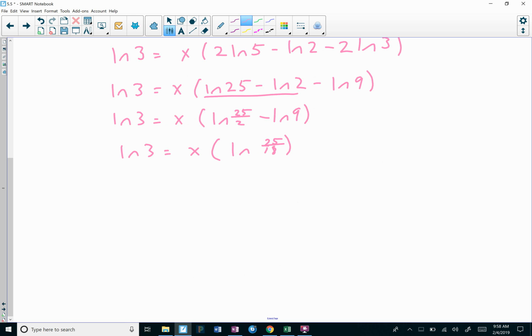And finally, divide by that natural log to get x by itself. So I have natural log of 3 all over natural log of 25/18. So that one's about as tricky as we can make them. And you've got that extra step of splitting up that log. So it's kind of a really challenge one right there. Most of them are like the others.